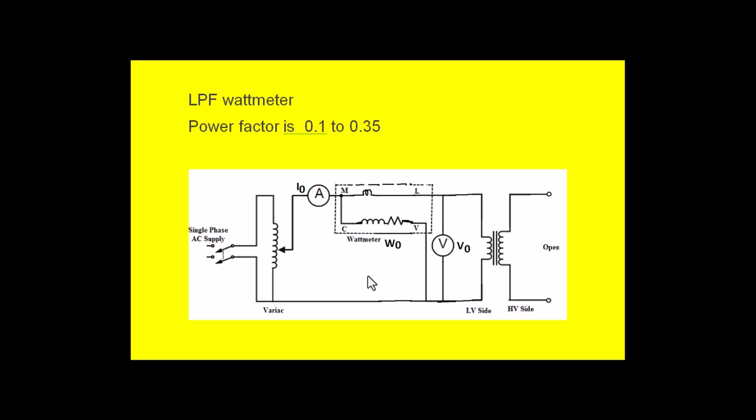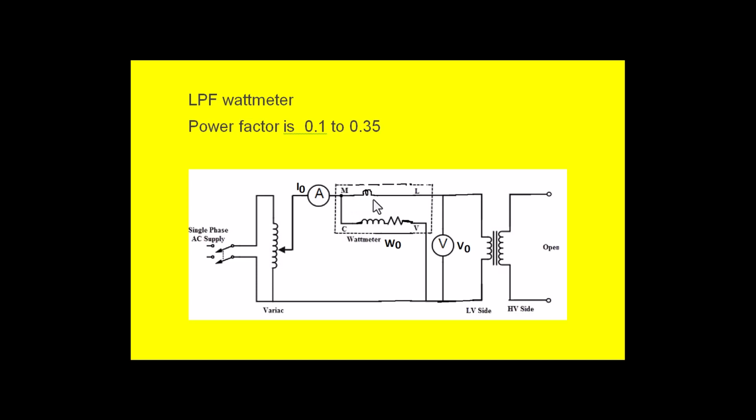And when the circuit is observed here for no load test, the secondary winding is open circuited and the primary winding taken here is LV winding. Primary winding means the winding which is connected to the supply is called the primary winding. The winding which is left over or connected to the load is called the secondary winding. In this case, LV winding is connected to the supply via a variac, ammeter and a wattmeter and voltmeter. And here voltmeter is connected directly across the LV winding, and the wattmeter connected here is LPF wattmeter.